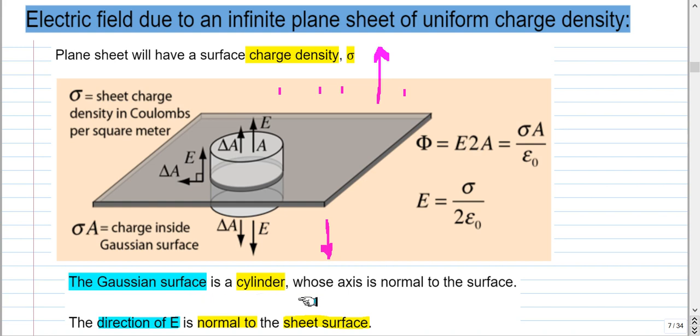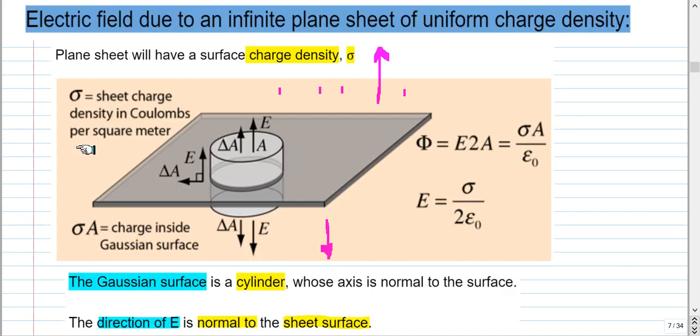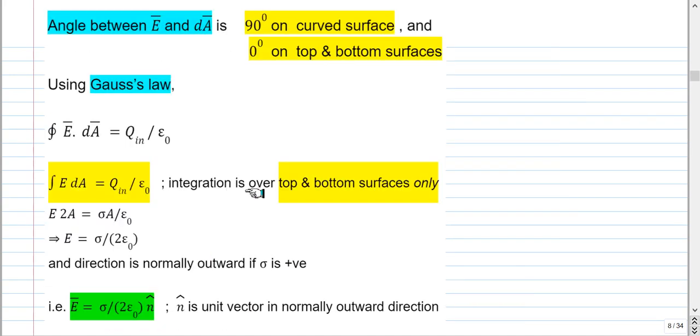The Gaussian surface is a cylinder whose axis is normal to the surface. The direction of E is normal to the sheet surface. The angle between the electric field vector and the area vector is 90 degrees on the curved surface and 0 on the top and bottom surfaces. Using Gauss law, the total electric flux through the closed surface, integral E dot dA, is Q by epsilon naught. This E dot dA is 0 on the curved surface because the angle is 90 degrees, so only the top and bottom surfaces will contribute.